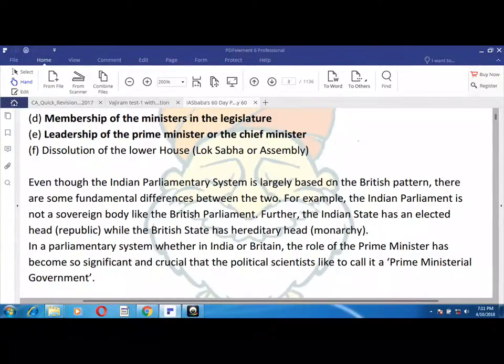Indian parliamentary system is largely based on the British pattern, though there are some fundamental differences between the two. For example, the Indian parliament is not a sovereign body like the British parliament, and the Indian state has an elected head, a republic, while the British state has a hereditary head, a monarchy. In the parliamentary system, whether in India or Britain, the role of the Prime Minister becomes so significant and crucial that political scientists like to call it a prime ministerial government.